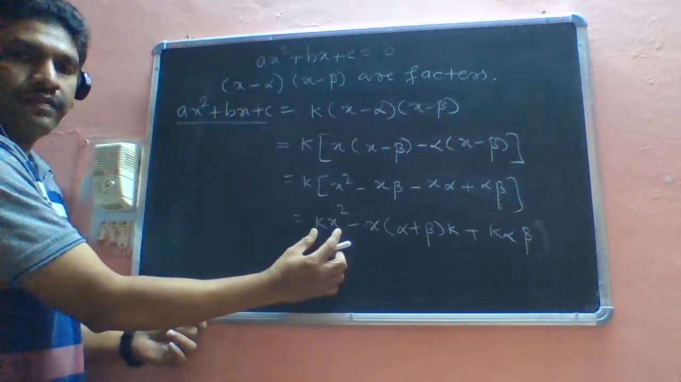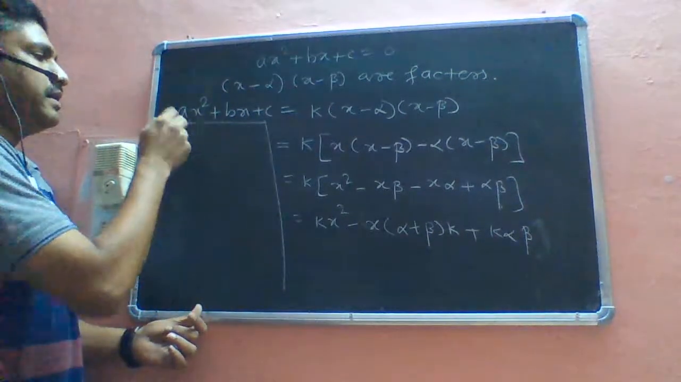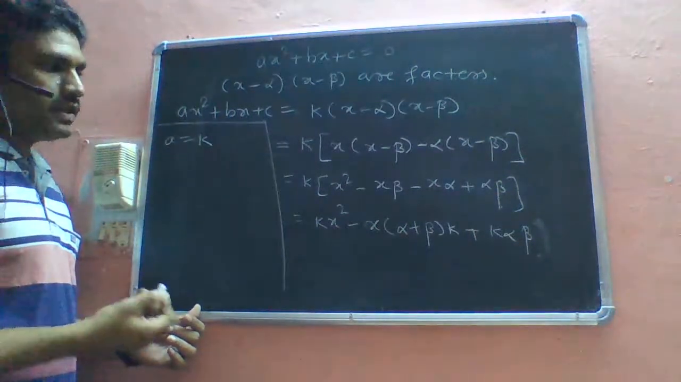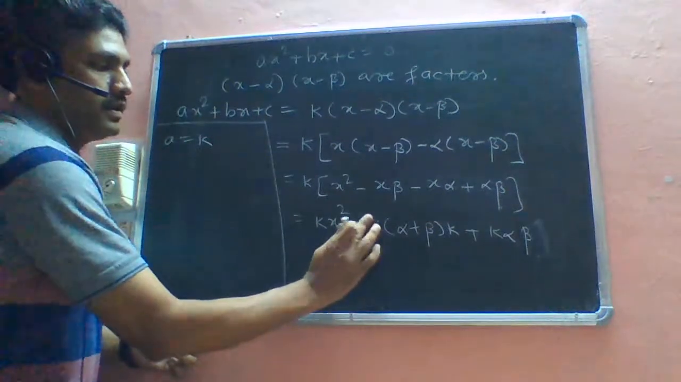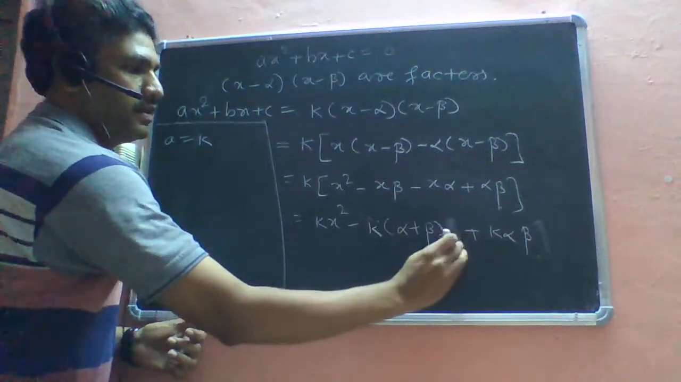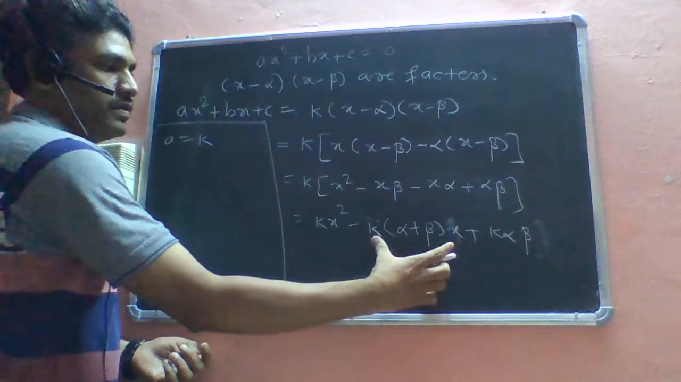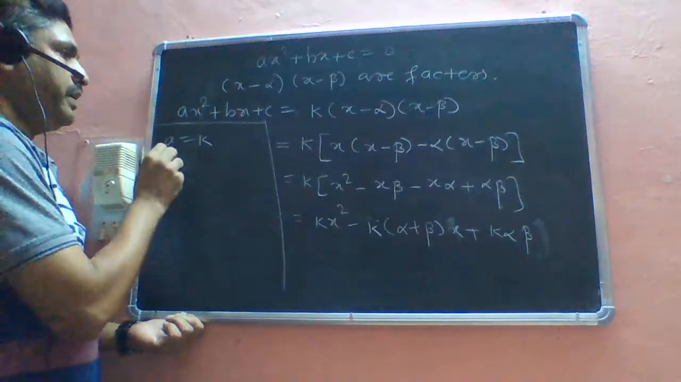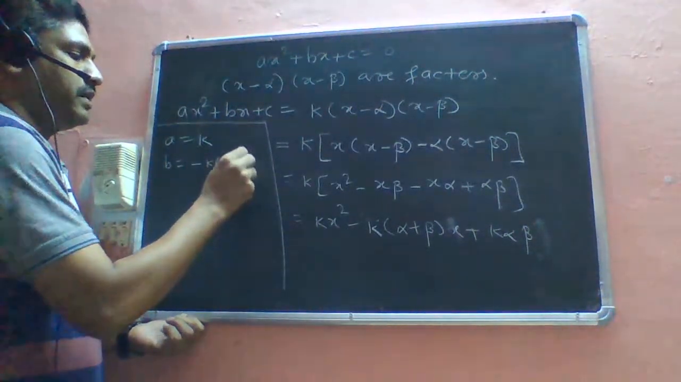Look at the coefficient of x square here. The coefficient of x square here is k, so a is equal to k. Correct? And what is the coefficient of x here? If I replace this k and write x, then no problem. This is the coefficient of x. So b is equal to minus k bracket alpha plus beta.